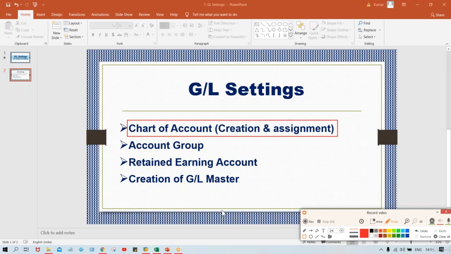Now, why do we need to set up this chart of account? That we need to understand.